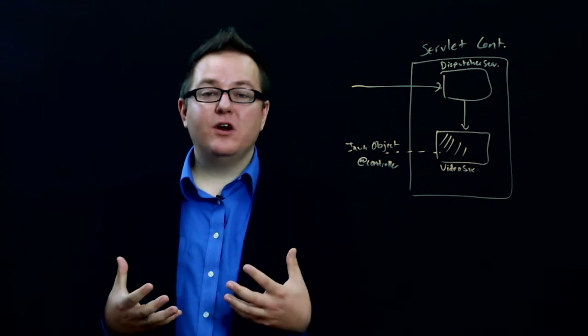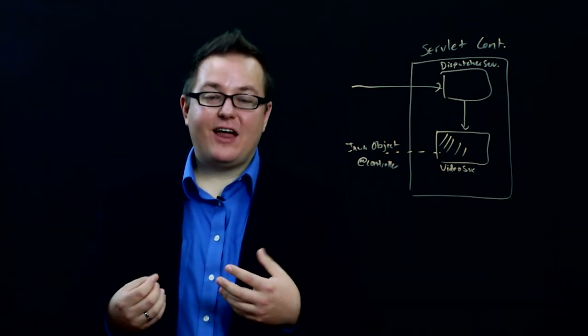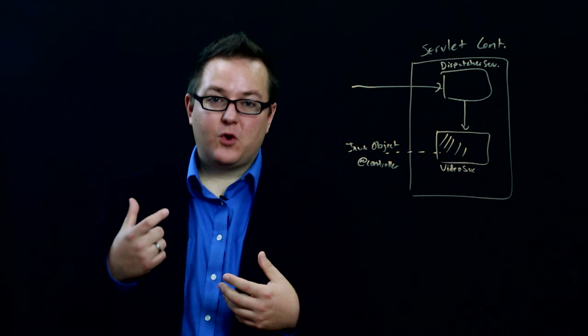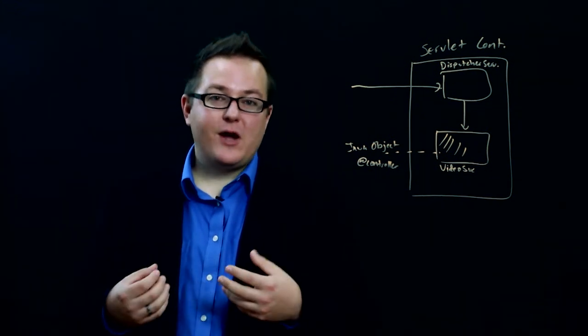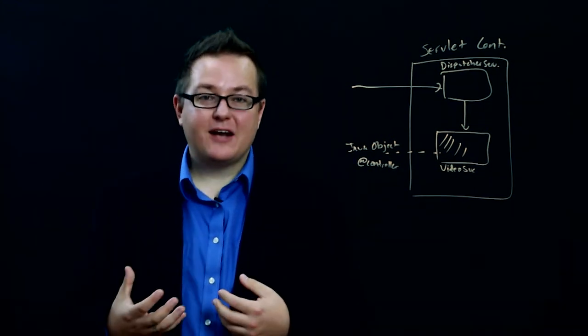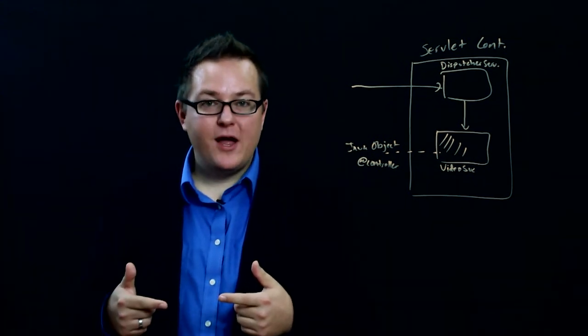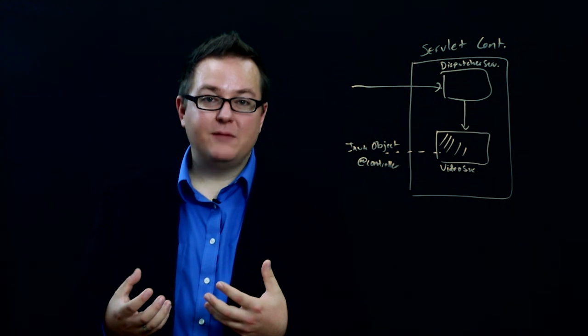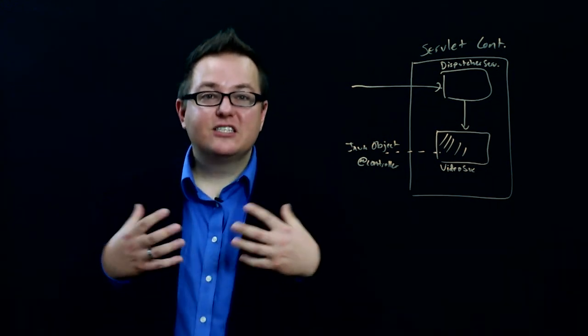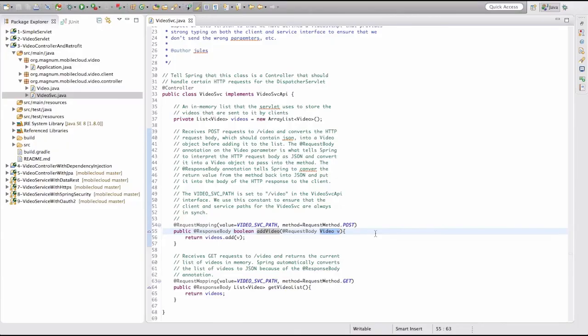So we don't have to worry about figuring out how we take some servlet request and extract parameters from it and extract the object. We can just tell Spring we want whatever's in the body of that request to be interpreted as a video object and extracted for us. And Spring is doing this all behind the scenes for us.